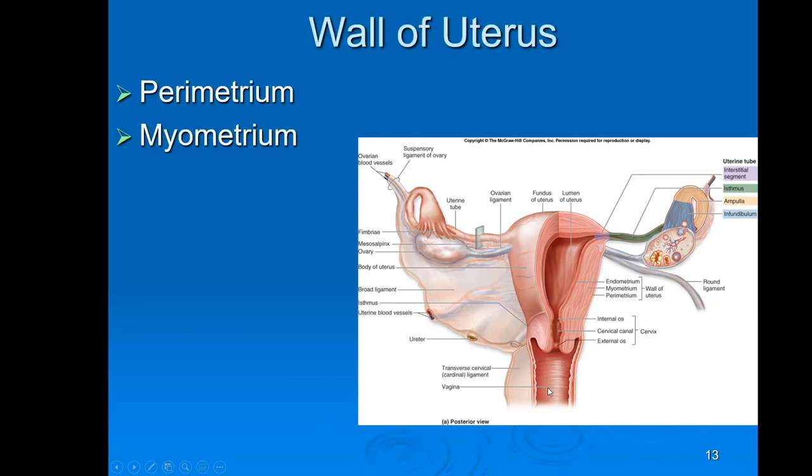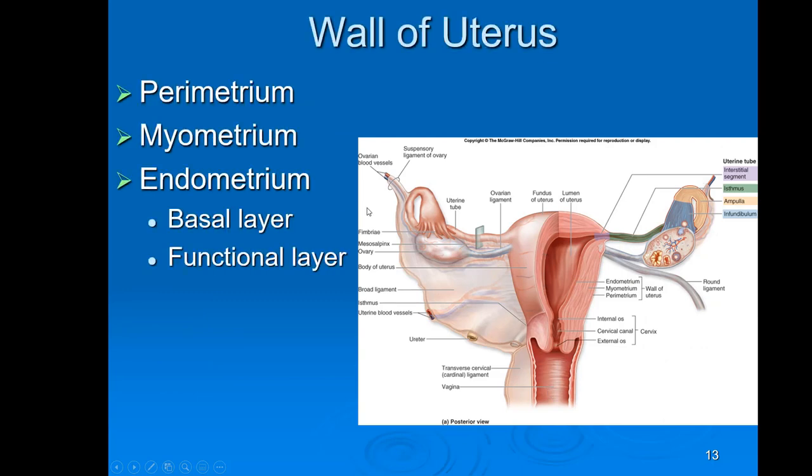Looking at the wall of the uterus, a lot of it is muscle. Going from outside to in, perimetrium on the outside, then the myometrium, where all the smooth muscle is that allows it to contract, and that inner lining is the endometrium. The endometrium has two sublayers. The internal layer is called the functional layer, and just deep to that you have the basal layer. The functional layer is called functional because that's the part that would actually come off during menstruation.